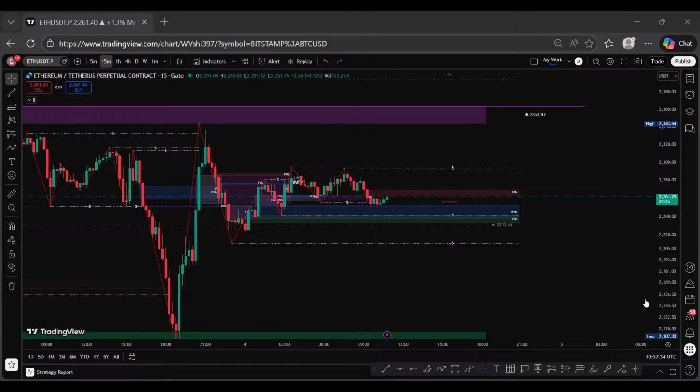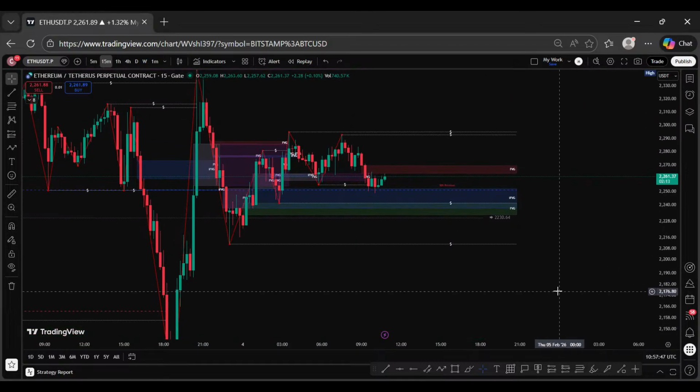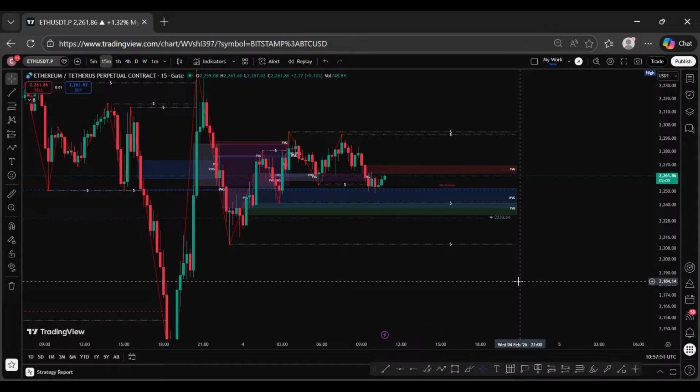Thank you everyone, thank you so much for joining. We have here ETH, Ethereum. The current price is 2262. So just like the BTC, we start with the structure.